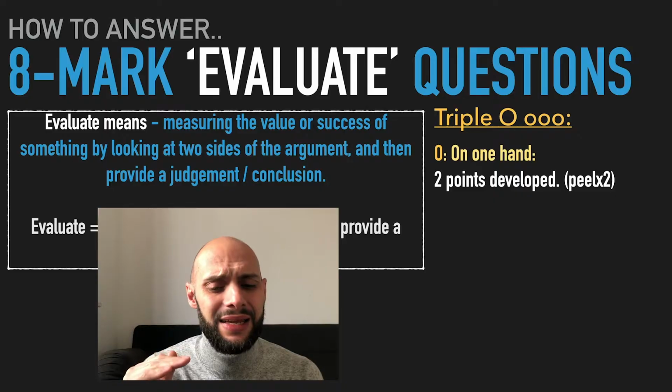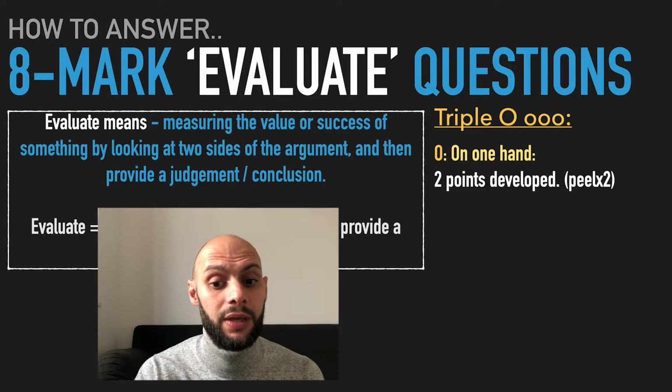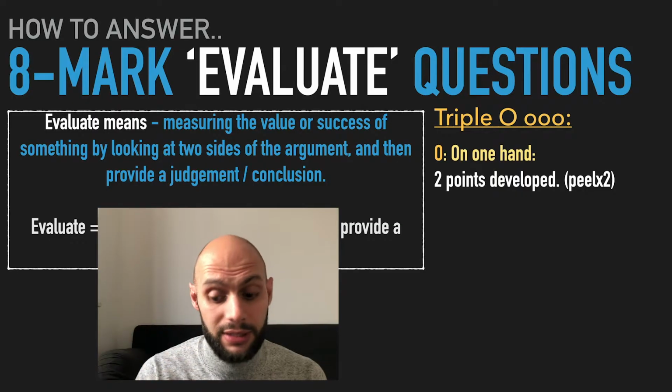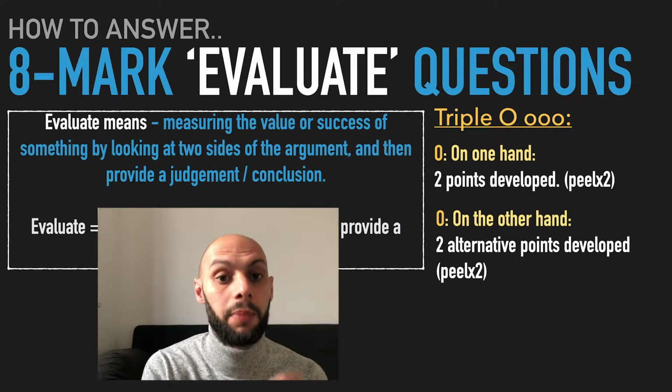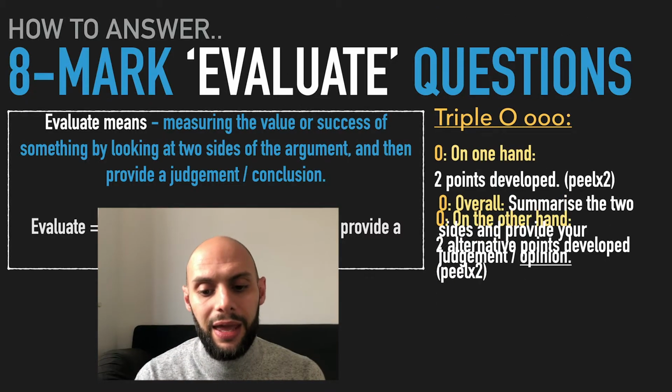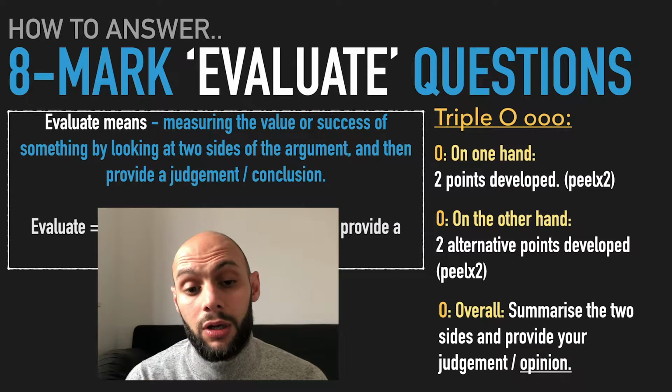But mainly, the main thing you need to look out for is make a point, explain that point, state the obvious basically, and then give me some evidence for that point. So you need to do this for 2 points. Then on the other hand, you give me alternative points, both developed with PEEL. And overall, you need to summarize these two sides and provide your own conclusion.